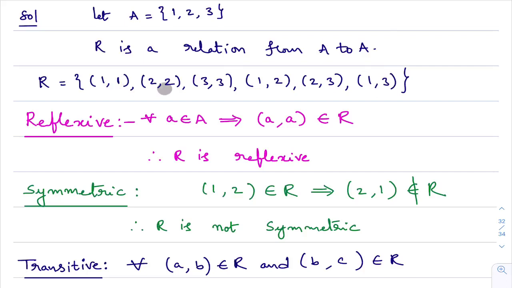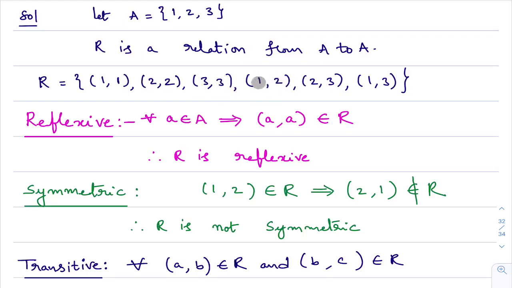Now come to this. This ends with 2. Now you identify the other ordered pairs in this relation which start with 2. See, this starts with 2. That means (2, 2), (2, 3). What is (a, c)? (a, c) is (2, 3). Is (2, 3) in this relation? Yes, here it is. Now I'll check this one. It ends with 3. You identify the other ordered pairs which start with 3. Is there any other ordered pair which starts with 3? No. So no need to check this one.